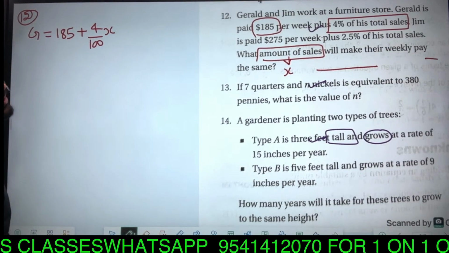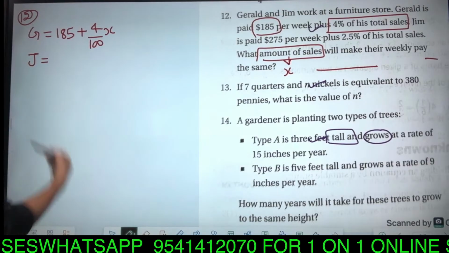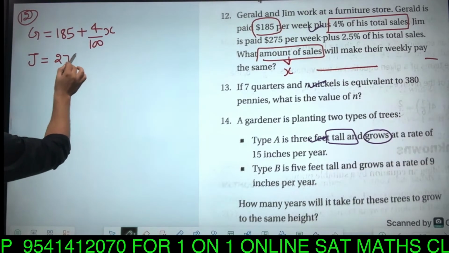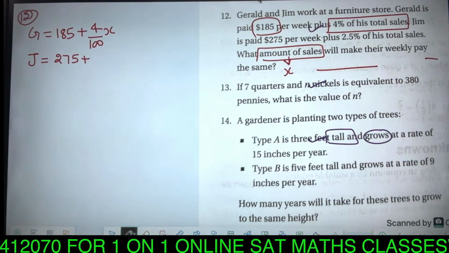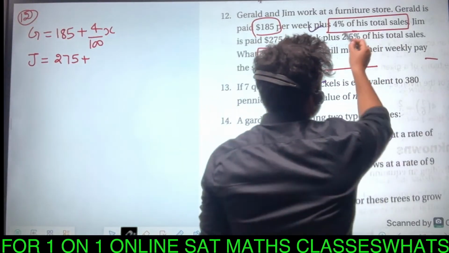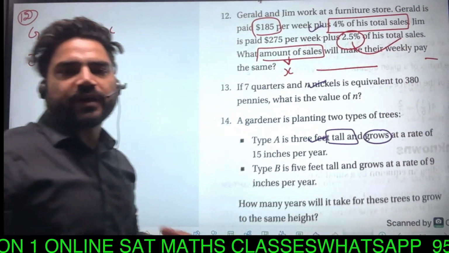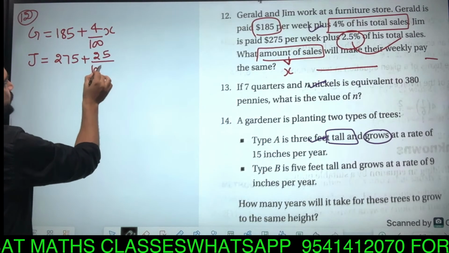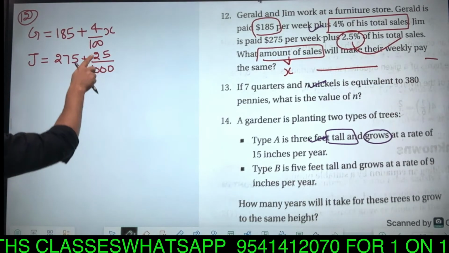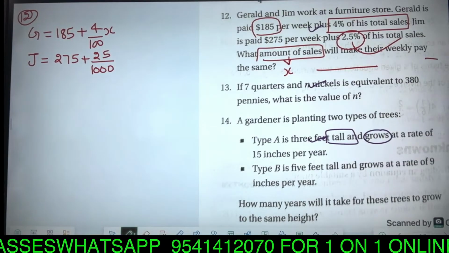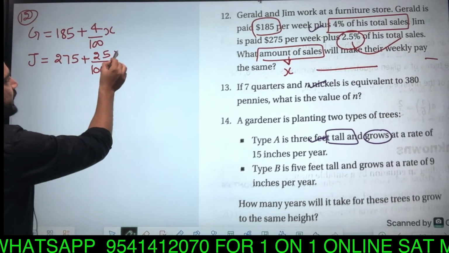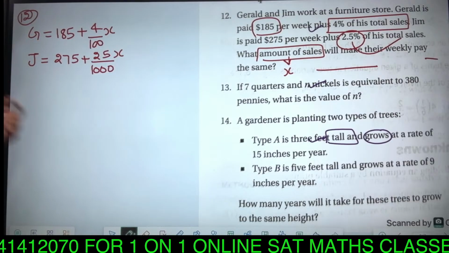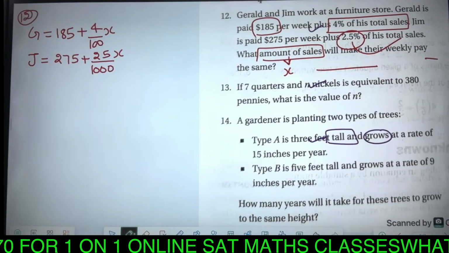And now again Jim. How much is Jim earning? Jim is paid 275 per week. So 275 is the fixed amount of Jim, plus he is earning 2.5% of his total sale. So 2.5% means 25 upon 1000, and total sale is again x. So this is the earning of Gerald, this is the earning of Jim, and we have to find what amount of sale will make their weekly pay the same.